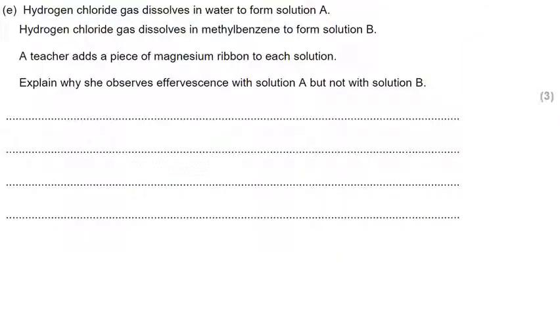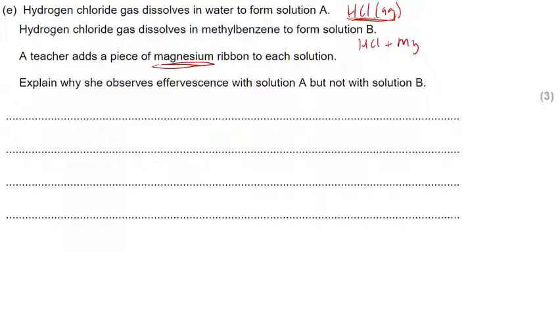Okay, part E. Hydrogen chloride gas dissolves in water to form solution A. If we write out the chemical symbol of this, that's hydrogen chloride, that's now dissolved in water. That's actually hydrochloric acid now, as you can see from the chemical formula. Hydrogen chloride gas dissolves in methyl benzene to form solution B. You're not going to know what that forms, so that's fine. A teacher adds a piece of magnesium ribbon to each solution. So adding magnesium to the first solution, hydrochloric acid, we know that we're going to get a gas produced. We're going to get hydrogen produced.